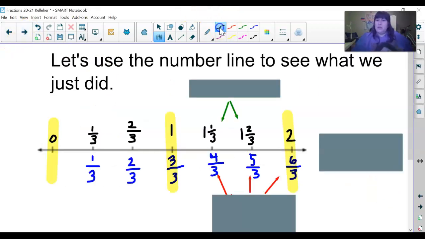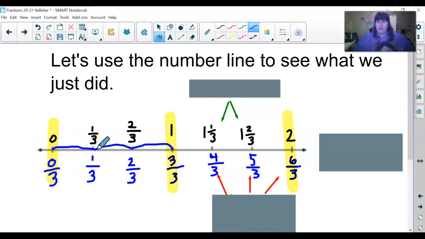All right, let's use this number line to see what we just did. In yellow, I've highlighted our whole numbers. So 0 to 1, between these two is 1 whole. From 1 to 2, that's another whole. If we're looking at fractions, when we start at 0 and we look to 1, we can see that it's broken into 1, 2, 3 parts between one whole number and the next. That means our denominator is going to be 3 because 1 whole is split into 3 equal parts. 0 then would be 0/3.